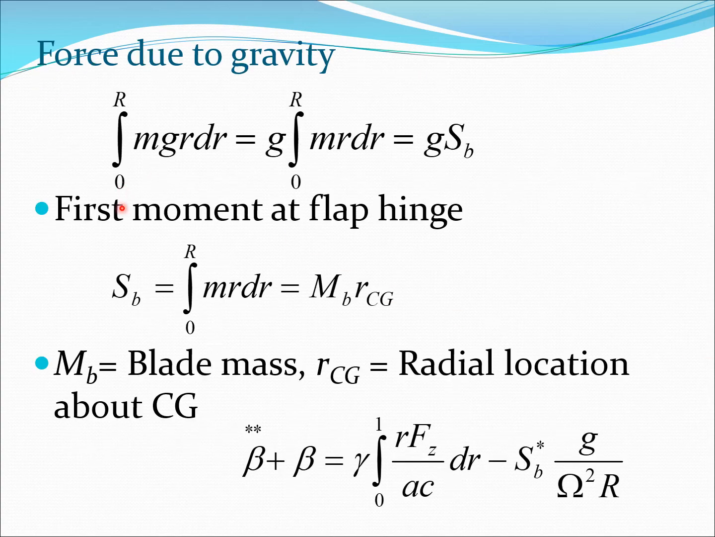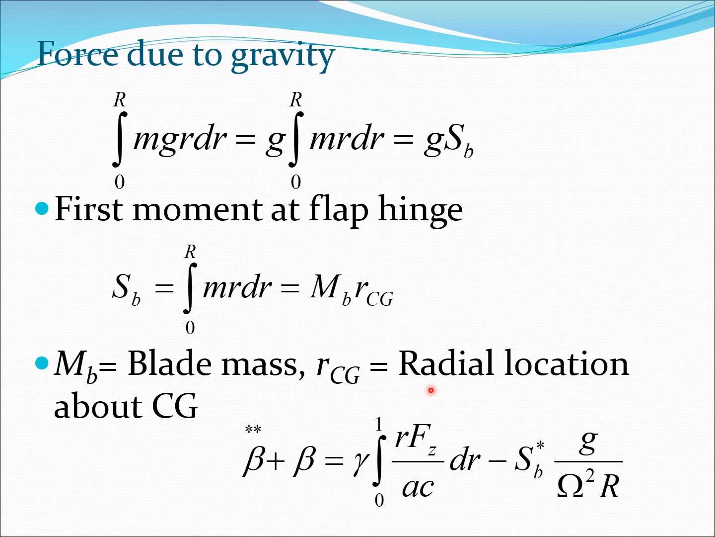So now we are going to take a closer look at this gravity force. If we take g out, g is not going to be a function of r. That's like a constant 9.81 meter per second square. That's gravity. So I can pull it out of the integral, and so I get g into some quantity S_b, which is the first moment at the flap hinge, that is integral of m r dr. Okay, so I can define S_b as integral 0 to R of m r dr, and you can think of it as blade mass into the distance from the CG.